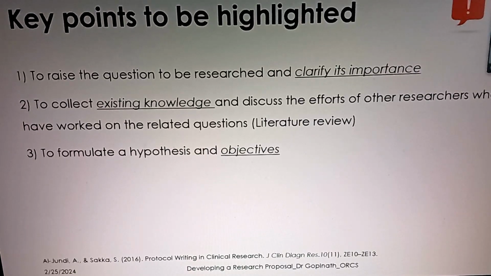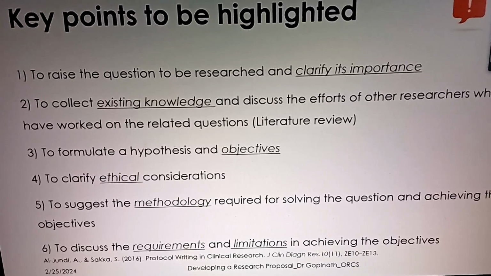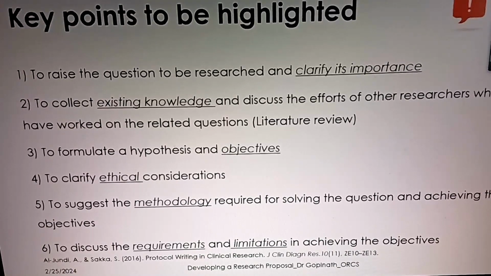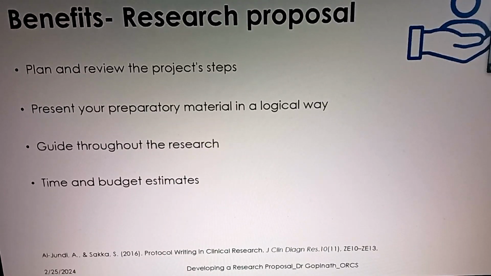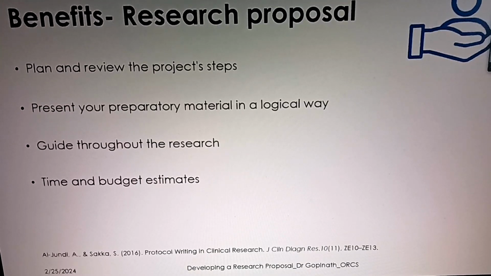That should be there. And the research proposal should have the existing knowledge from the previous literature, and you should be able to formulate the hypothesis and objectives from it. There should be clarity on the ethical consideration. The methodology you are suggesting should be achievable, and you should also list the requirements and limitations on achieving the objectives. So, what are the benefits of having a research proposal?